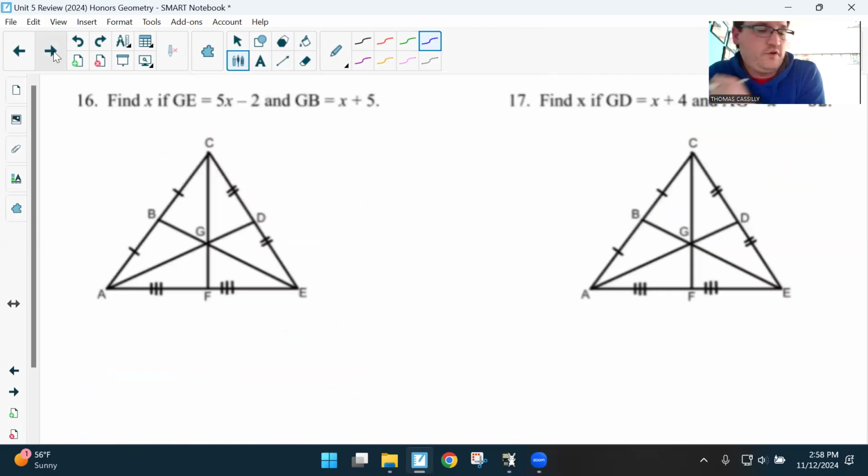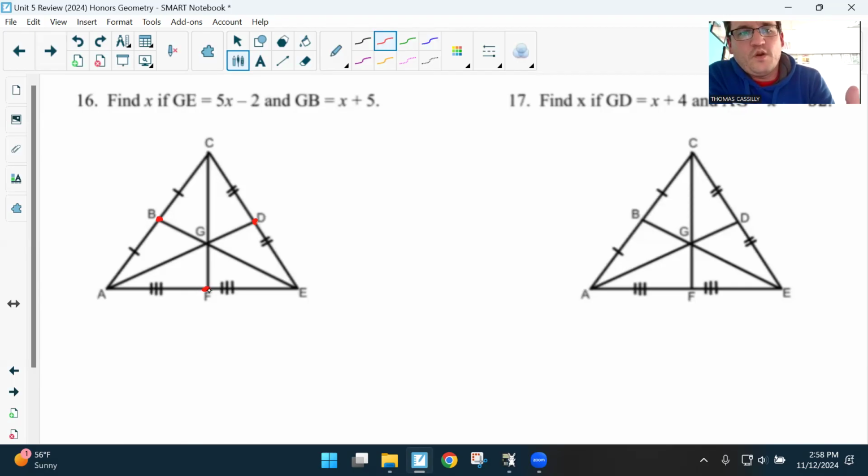I got some centroids, and I know that these are centroids because B is a midpoint, F is a midpoint, and D is a midpoint. I know those are midpoints because we have all those tick marks telling us side lengths are congruent. That means we have 3 medians. CF is a median, EB is a median, and AD is a median.